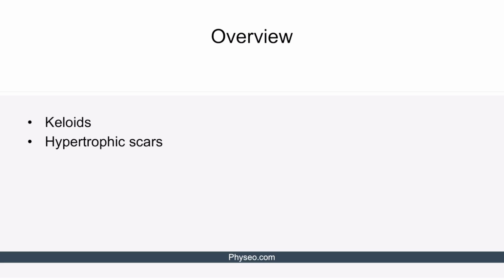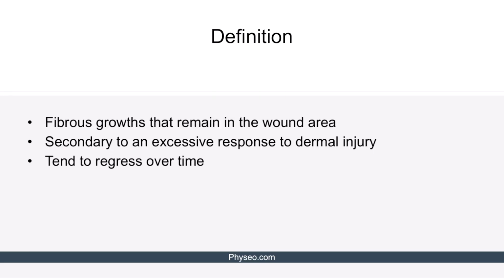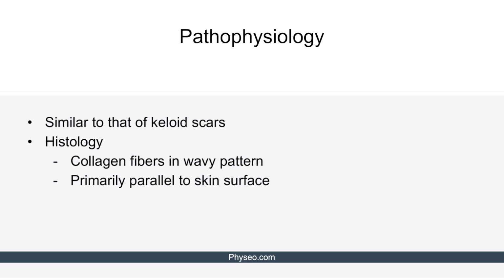Okay, now that we've talked about keloids, let's move on to hypertrophic scars. Hypertrophic scars are fibrous growths secondary to an excessive response to dermal injury that remains in the area of the wound. So far, this kind of sounds like a keloid, but these scars, in contrast to keloids, tend to regress over time. Now, the pathophysiology of hypertrophic scars is similar to that of keloid scars. However, I want to point out a few things that are different, particularly when it comes to histology. So with hypertrophic scars, the collagen fibers are in a wavy pattern, and they're primarily parallel to the skin surface.